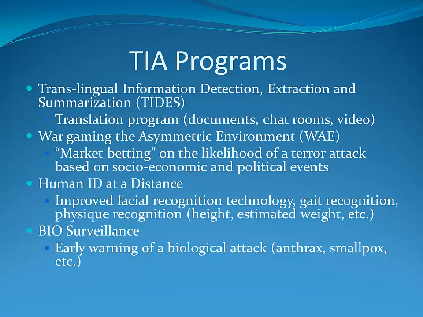Human ID at a distance is to use facial recognition technology, gait recognition, and other kinds of means to identify people from photographs that are taken at some distance. There's also the biosurveillance aspect, which was to deal with problems having to do with biological attacks, such as the anthrax attacks that occurred in the wake of September 11th.